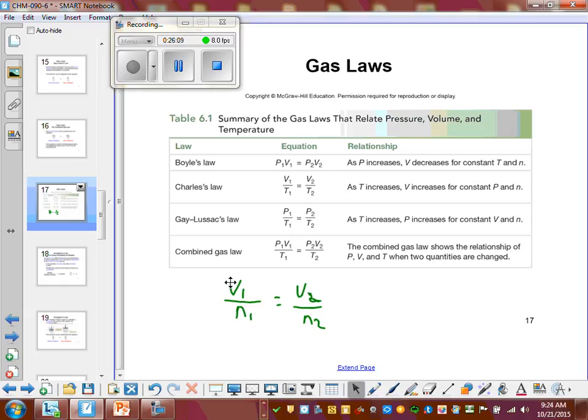What does that mean? Okay, you have a balloon with a certain amount of air in it. I add more air by blowing into the balloon. What's going to happen to the volume of the balloon? It increases. That's all that says. The more material you put in, the bigger the volume. Okay?